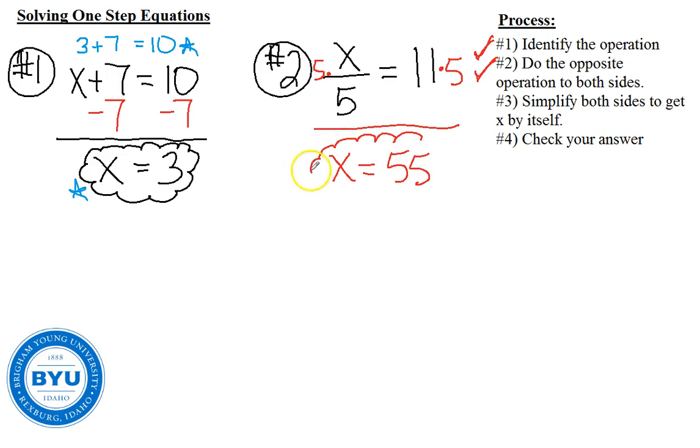And that's our answer. If we check that by plugging it back into the original, we would have 55 divided by 5. And 55 divided by 5 is 11, and so therefore, it's a good answer.